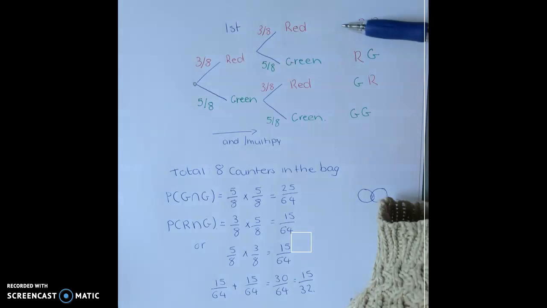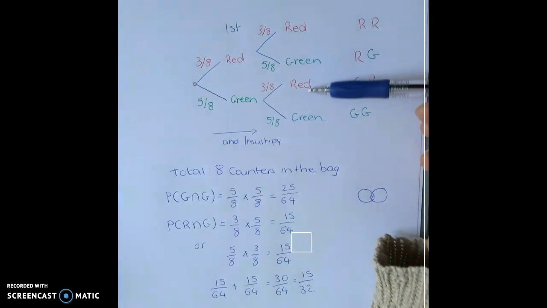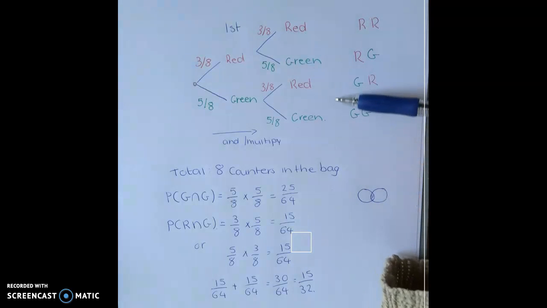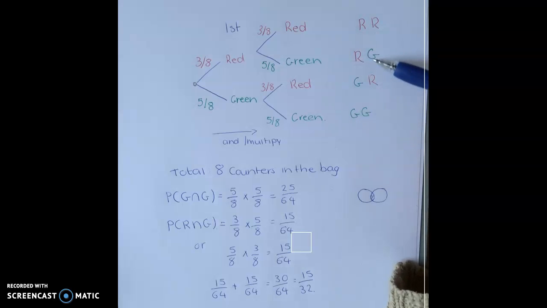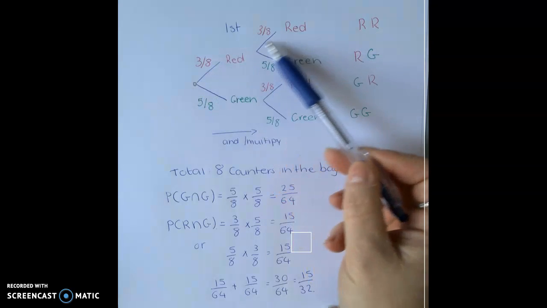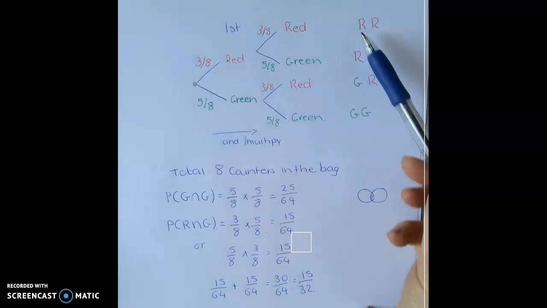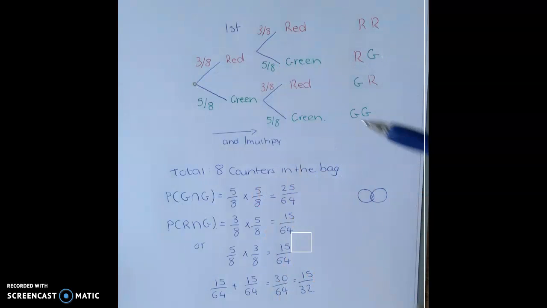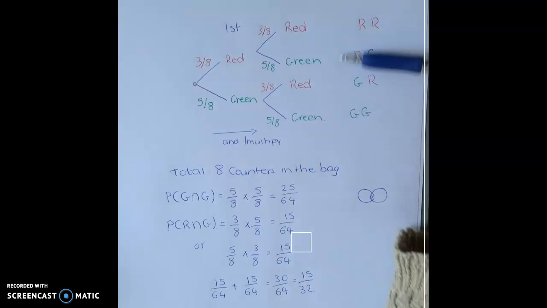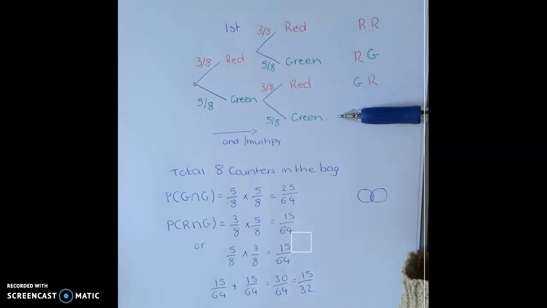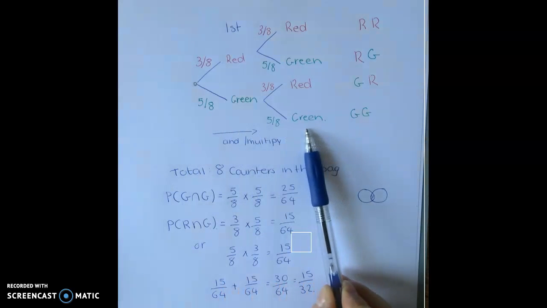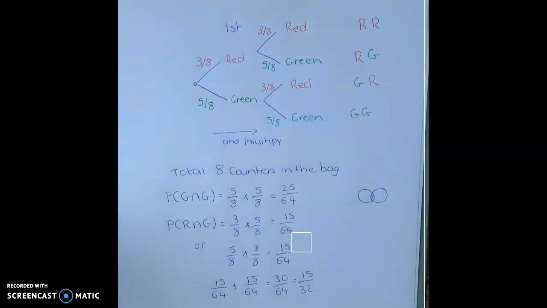So when we're moving down the leaves, we call these the leaves, we add the probabilities together. So if we wanted a red and a green, we would add the probabilities of a red and green and of a green and red together. So when you're moving down the tree diagram, you add. When you're moving along the branches, then you multiply.